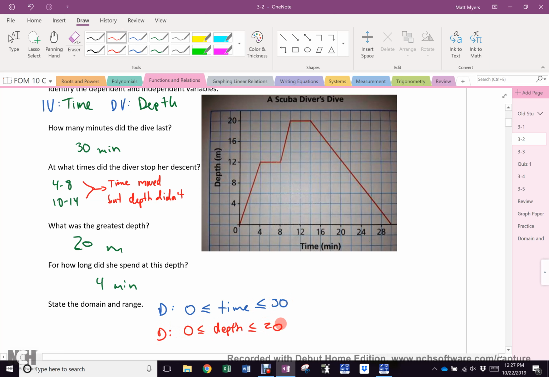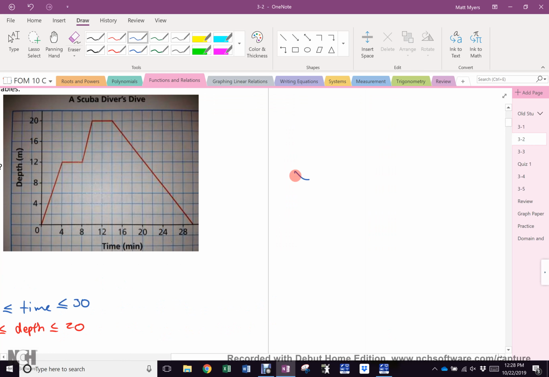Now let's talk about a few things. One, does this graph accurately depict what actually happened? No. What does it depict? How long she was, where, what depth she was at what time. Yes, it depicts the data. Because in real life, don't draw this.